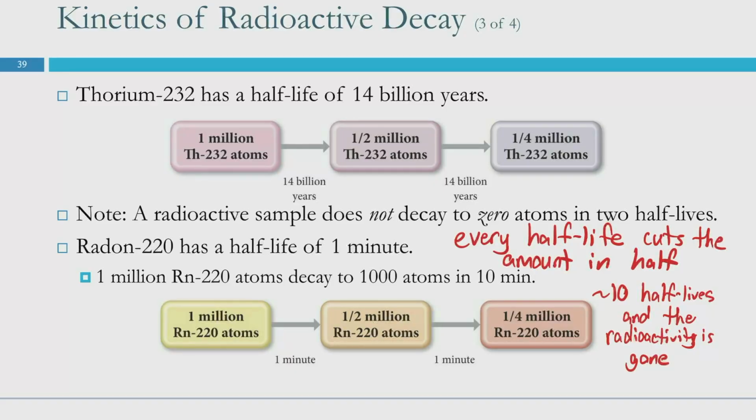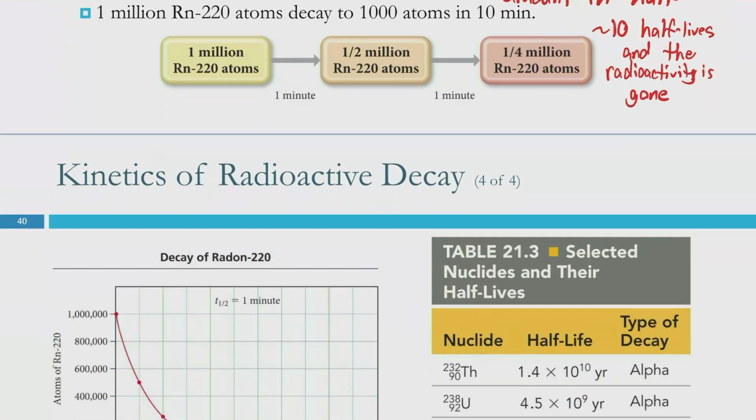And 10 half-lives isn't so bad if you've got radon-220, which we've got here on the bottom, where it's a 1-minute half-life. After 10 minutes, okay, the radioactivity's gone. Kind of hard to do stuff with radon-220. But if it's thorium-232, I'm not sticking around for 140 billion years. My bones will be gone before then. So depending on the nuclide, you could be waiting forever, or you could be waiting the amount of time that I paused. Some of them are very fast.